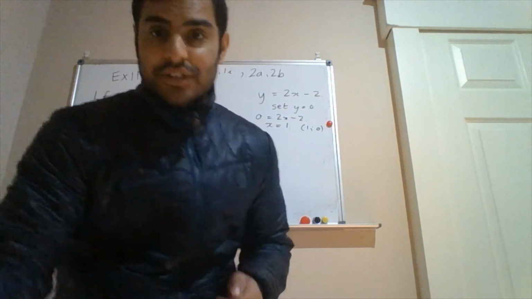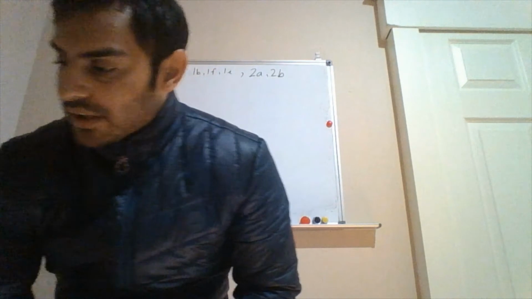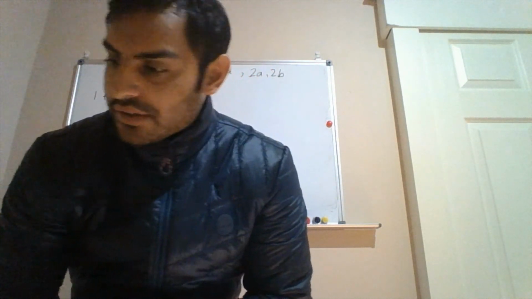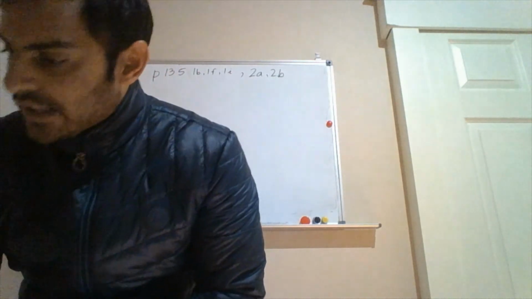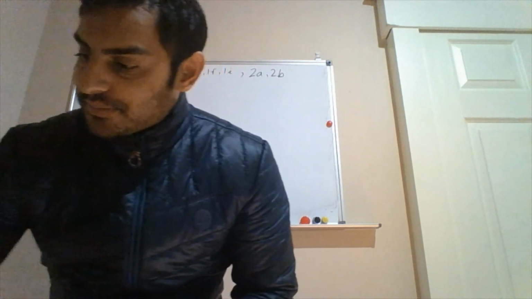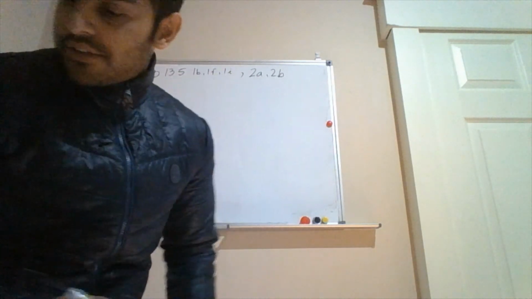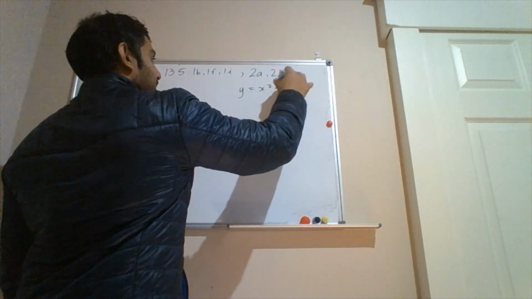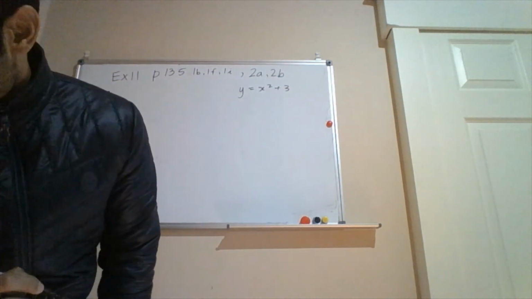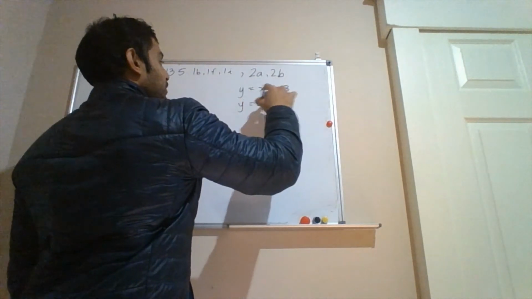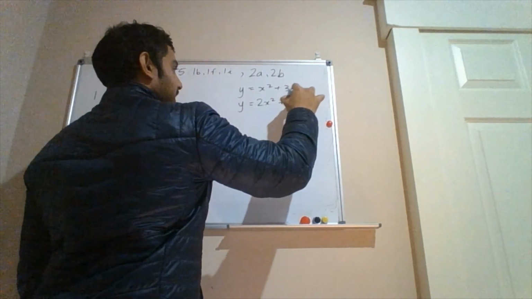So now let's move on to the next question. So 1J is our last question, and it's expected to be the toughest question in the section, and it's asking us to draw 2 parabolas. So the first one has the equation y equals x squared plus 3, and the other one goes y equals 2x squared plus 3.